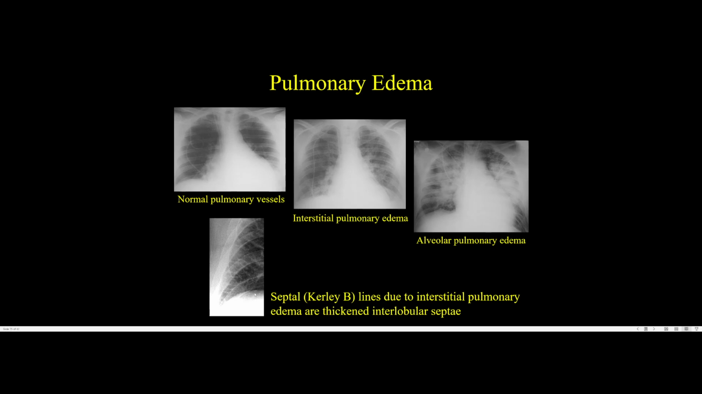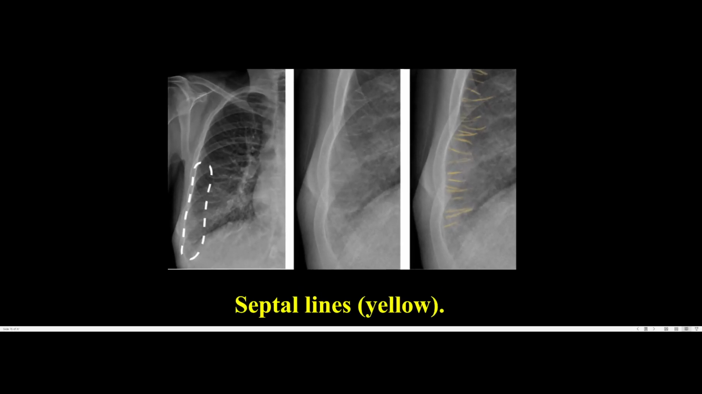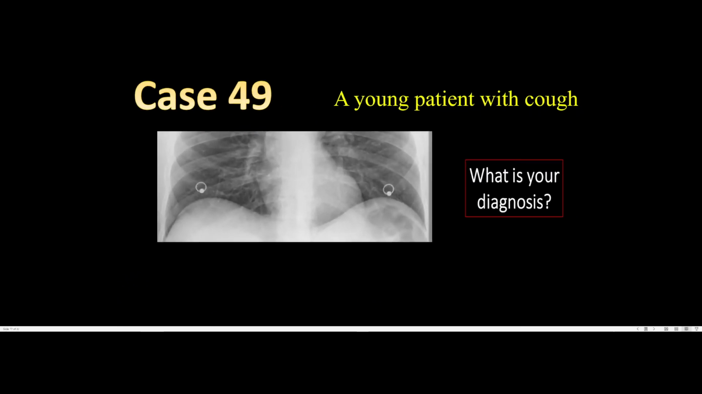Again, this is talking about the Kerley B lines, which are straight white lines near the ribs. All right? Which is due to thickening of the interlobular septae. And here we're talking about the septal lines. Again, if we zoom in this region, you can see the septal lines here: 1, 2, 3, 4, 5, 6, 7, 8. They're very, very subtle, the Kerley B lines. But they tell you that this patient has heart failure, or the earlier stages of heart failure associated with pulmonary edema specifically.